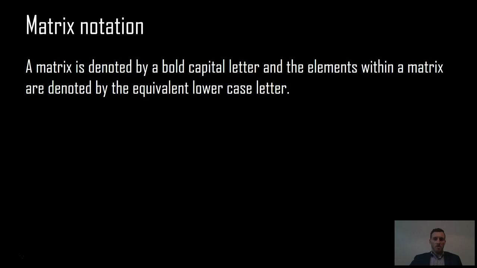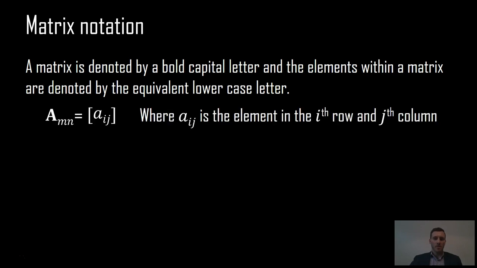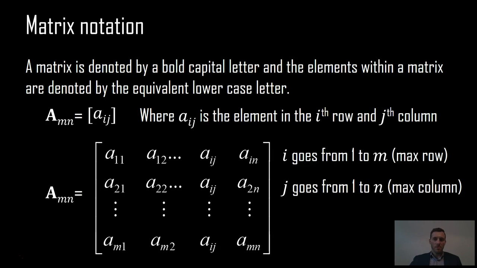A matrix is denoted by a bold capital letter, and the elements within the matrix are denoted by the equivalent lowercase letter. Matrix A is an m by n matrix. Its elements are a_ij, where a_ij is the element in the ith row and the jth column. For example, we write matrix A as a capital letter with elements lowercase a with the subscript of their row, lowercase i, and column, lowercase j, written in this matrix.